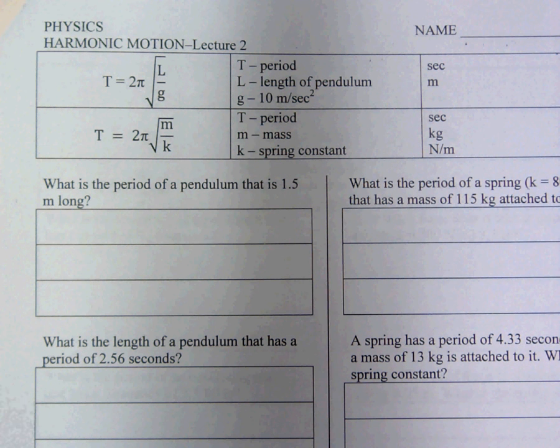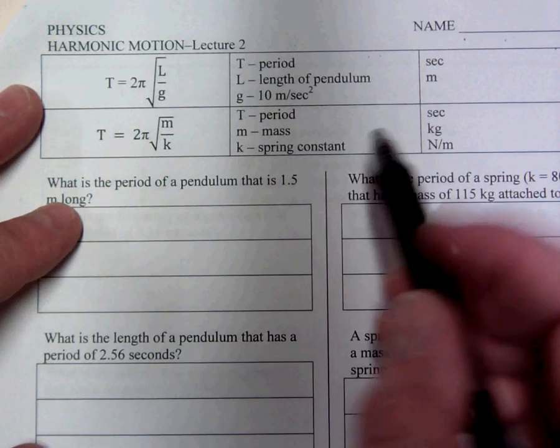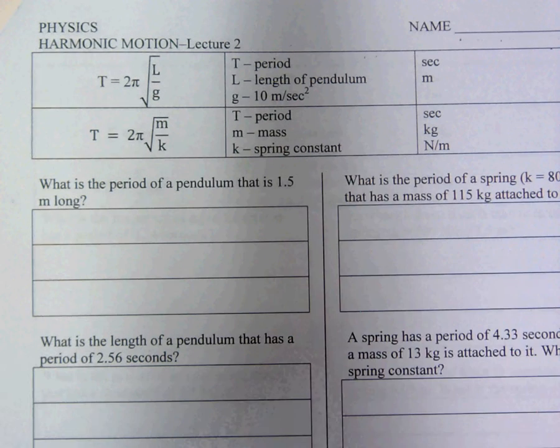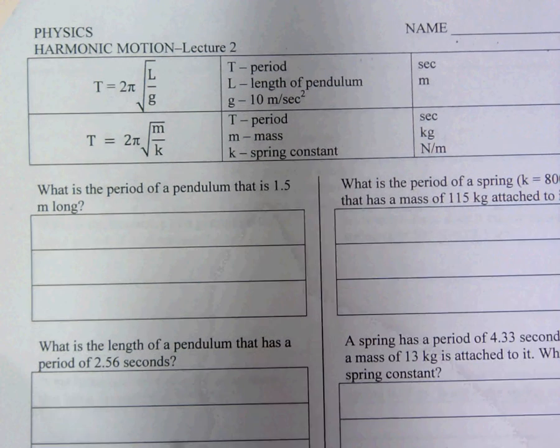Welcome back to Lecture 2 on Gravitation and Harmonic Motion. Today we're going to be looking at two different types of harmonic motion with two different objects, pendulums and springs.